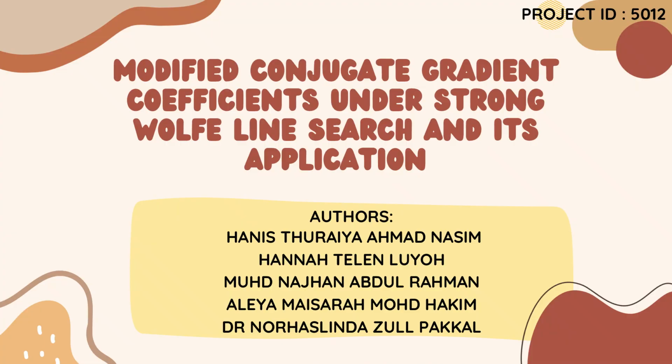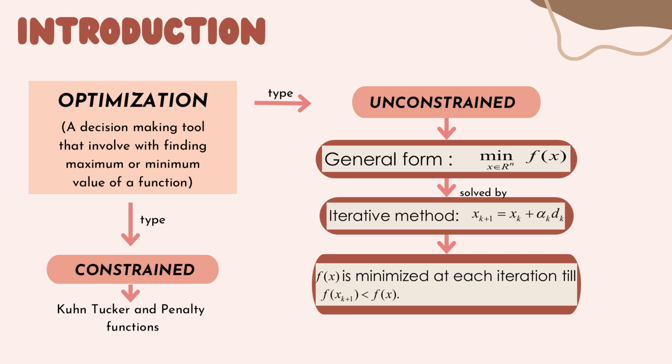Modified conjugate gradient coefficients under strong Wolfe line search and its application. Optimization is a decision-making tool that involves finding the maximum or minimum value of a function. There are two types of optimization, but for this study, we'll focus on the unconstrained problem, where the general form can be expressed as minimum x in R^n for function f(x).